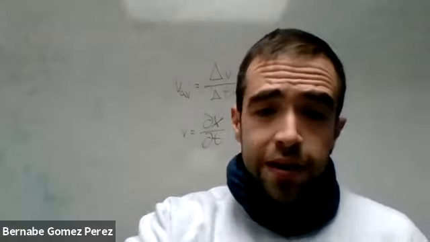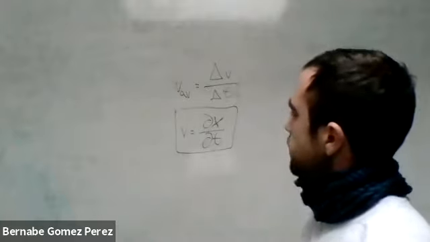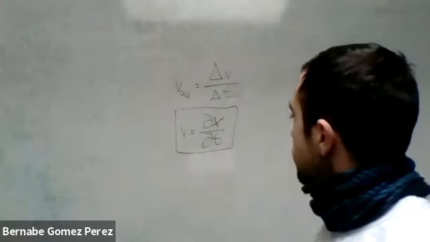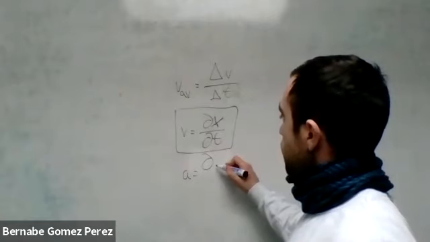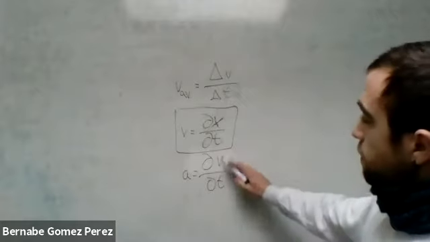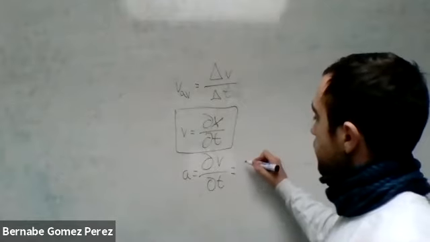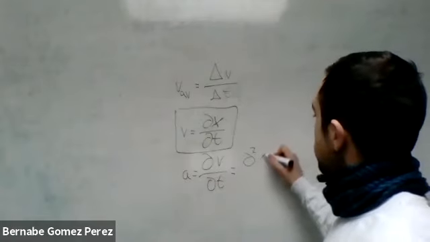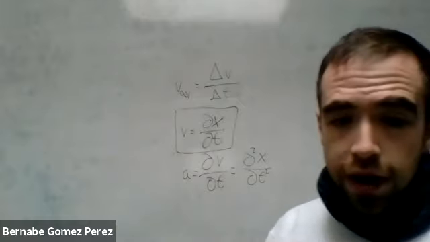The same with acceleration, right? It's important to know these relations: the velocity is the derivative of the position with respect to time, okay? In the same way, the acceleration is the derivative of the velocity with respect to time. But we know that the velocity is the derivative of the position with respect to time, so we can also extract the acceleration by differentiating the position twice with respect to time. Okay?